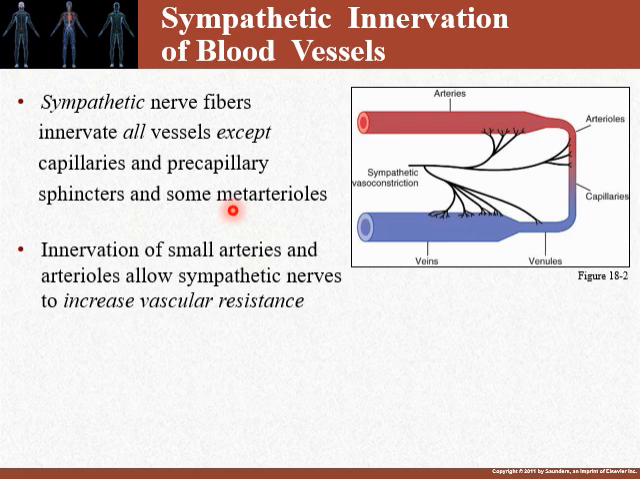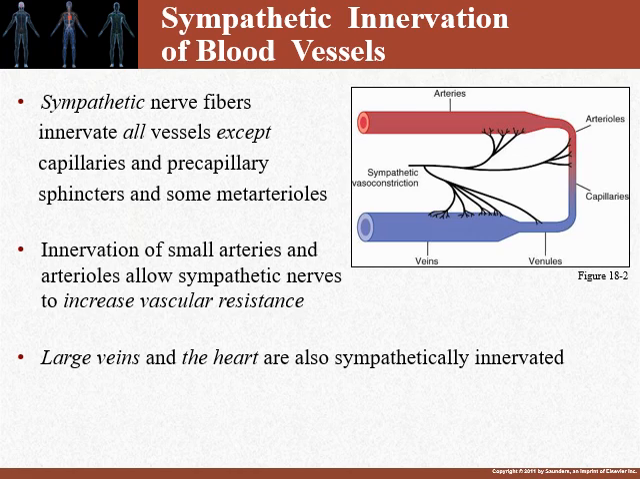The function of sympathetic innervation of small arteries and arterioles is mainly to regulate or adjust vascular resistance. The innervation of arterioles makes the sympathetic nervous system able to control or adjust resistance in the body, because we know that arterioles have a major role in resistance. That's why they are called resistance vessels. So the sympathetic nervous system is a potent regulator of total peripheral resistance.